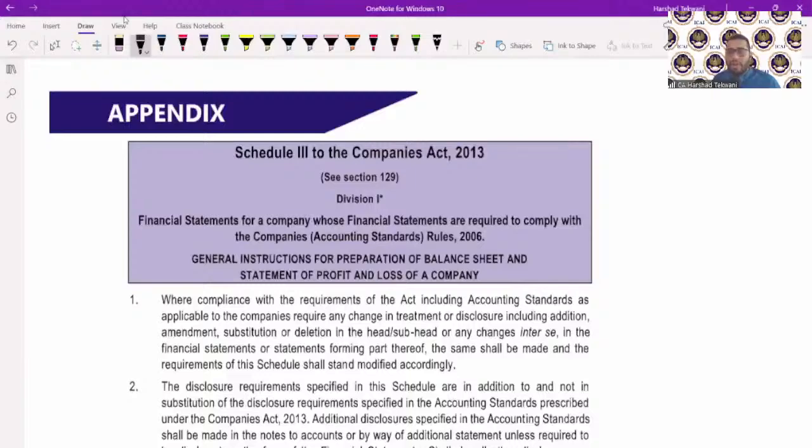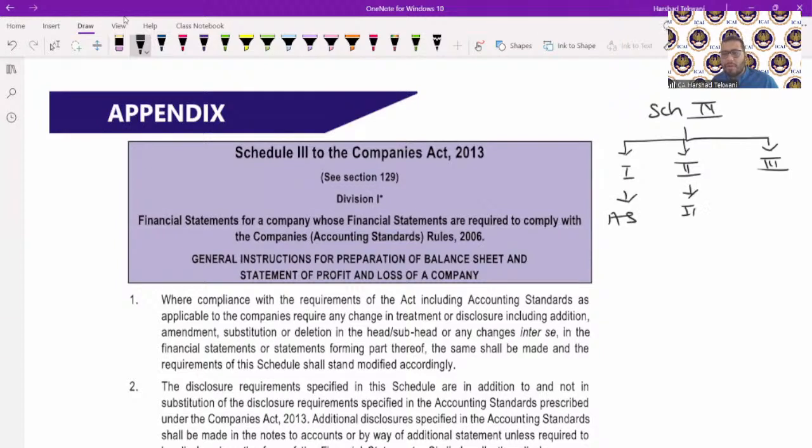As I said, Schedule 3 is bifurcated into 3 divisions. One is for accounting standards, second is for Ind AS, and third is for NBFCs. So let's start with Division 1.